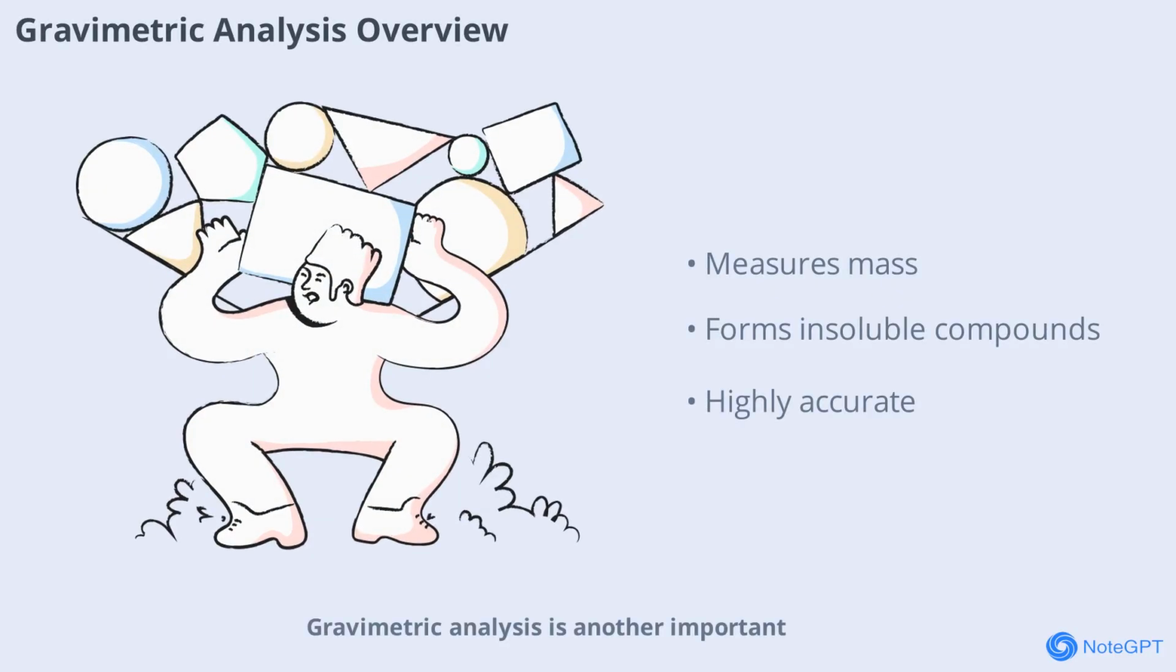Gravimetric analysis is another important quantitative technique in analytical chemistry. It involves measuring the mass of a substance to determine its concentration in a sample. Typically, a chemical reaction is used to convert the analyte into a solid, which is then filtered, dried, and weighed. This method is highly accurate and is often used for substances that form stable, insoluble compounds. Gravimetric analysis requires patience and attention to detail, but it yields reliable results.